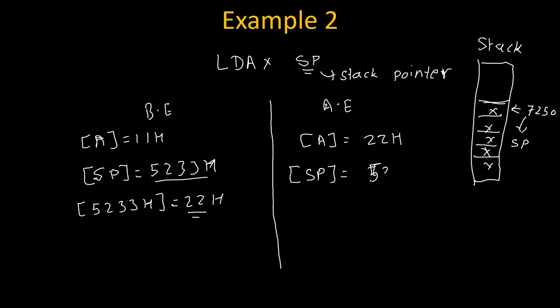Now, here are some practice problems. Suppose the instruction is LDAX D. Accumulator is holding 30H, DE pair is holding 3040H, and on 3040H memory location data is 15H. So what will happen because of this instruction?